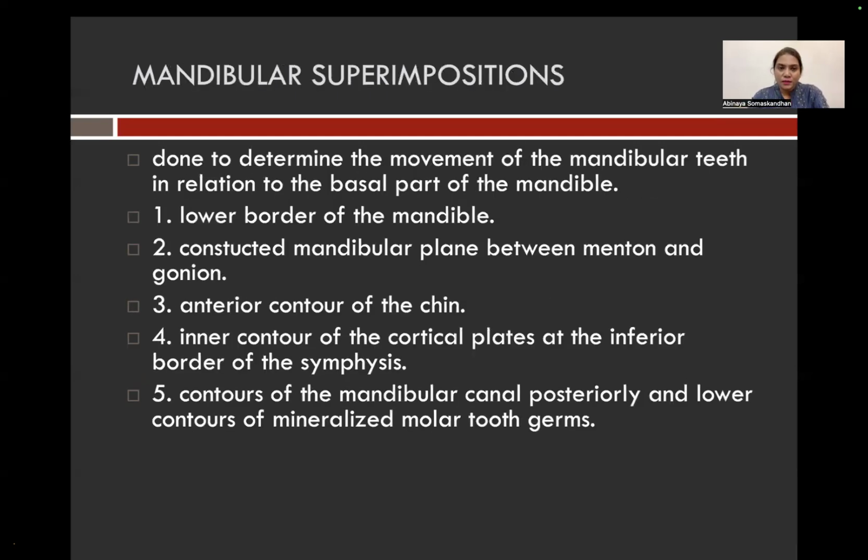Coming to the mandibular superimpositions, it is done to determine the movement of the mandibular teeth in relation to the basal part of the mandible. So it can be registered at the lower border of the mandible, or it can be a constructed mandibular plane between the menton and gonion, or it can be the anterior contour of the chin or inner contour of the cortical plate at the inferior border of the symphysis, or it can be the contour of the mandibular canal posteriorly and lower contours of mineralized molar tooth crypts.